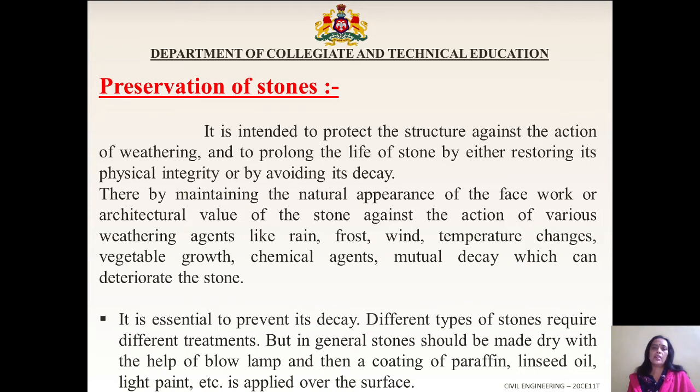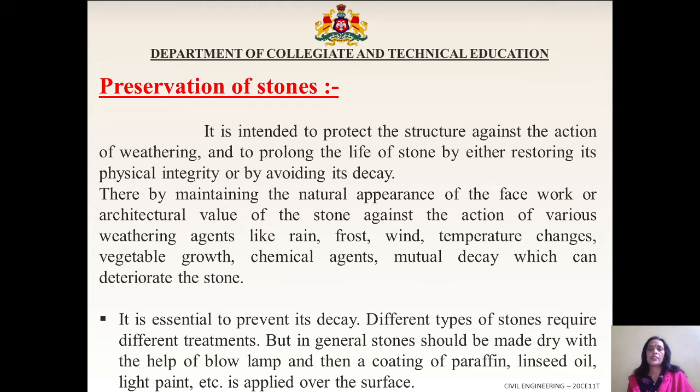It can be done by maintaining the natural appearance of the facework, or the architectural value of the stone, against the action of various weathering agents. The weathering agents, as you know, can be rain, frost, wind, temperature changes, vegetable growth, chemical agents, and mutual decay, which we are going to discuss later.